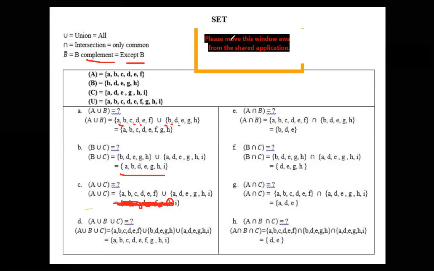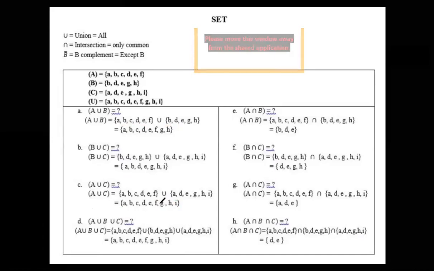Okay, let me reveal the answer. So here A, B, C, D, E, F, union A, D, E, G, H, I is there. Union means all. So write A, B is there, C is there. Let us write them alphabetically. D is there, E, after E, F will come. After F, G is there, H is there, I is there. A is repeated, B is also repeated, E is also repeated. And after that, this is going to be our answer.